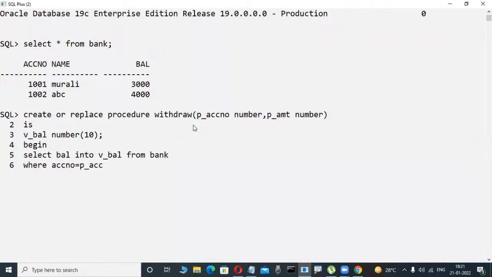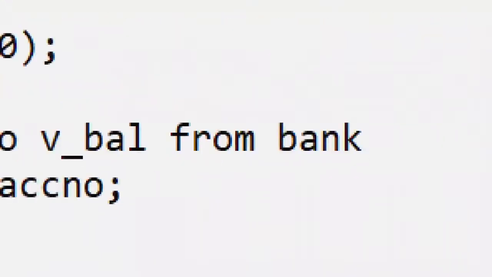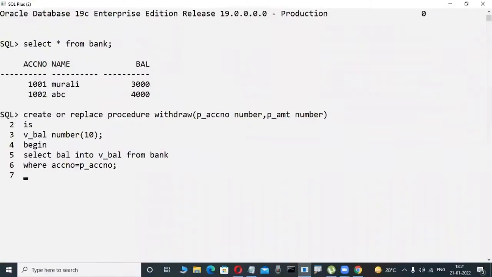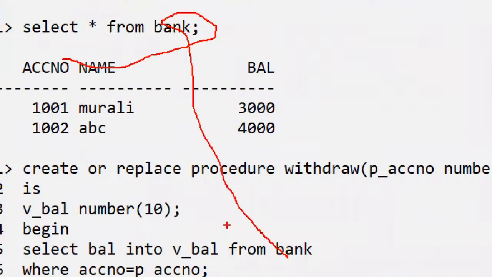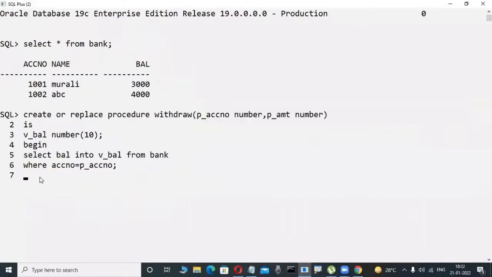Okay, fine. These are all very easy things. Observe here, suppose a bank table is there. This is a table format only, where your transactions are stored. I'm using this table in this PL/SQL code, and here I'm checking the balance using only the account number.